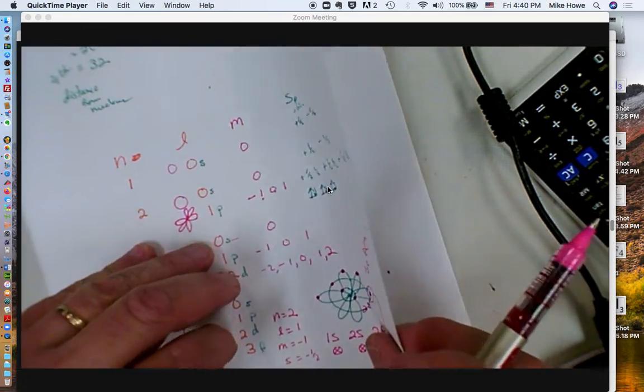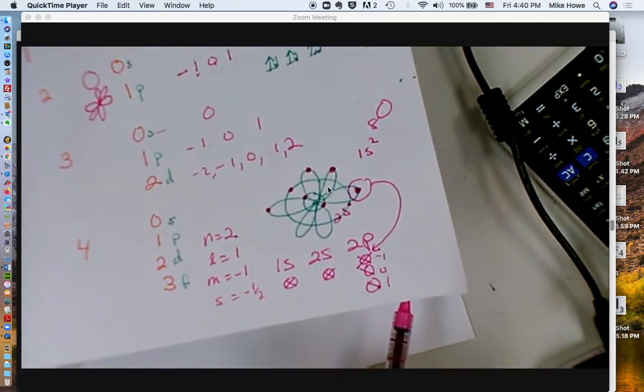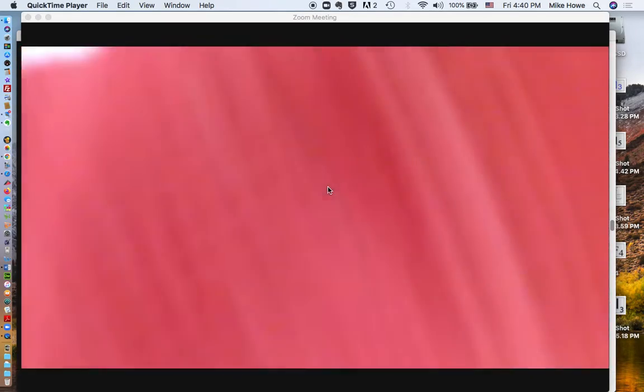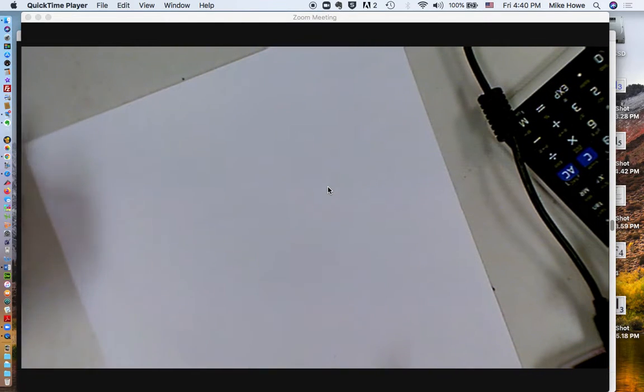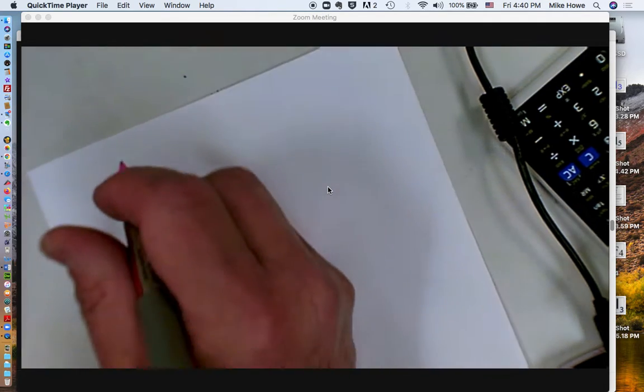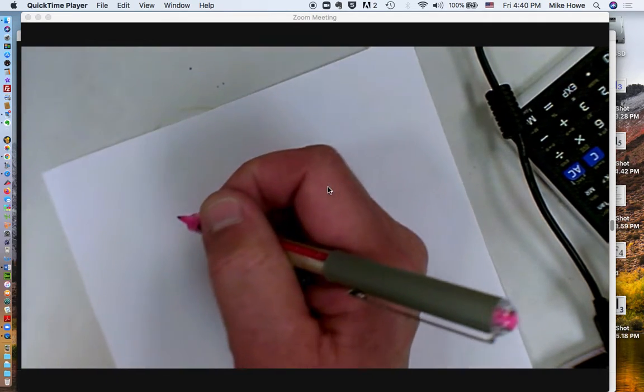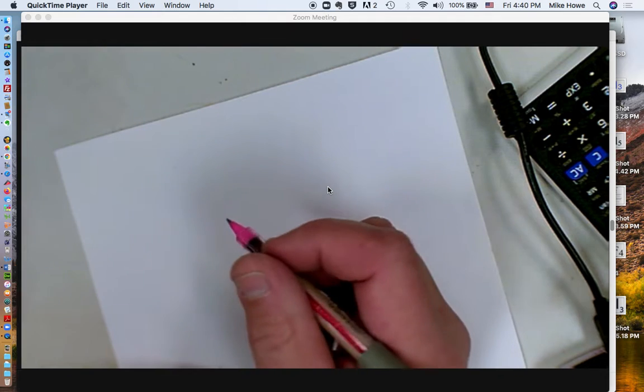So now we're going to talk about filling order real quick, and we'll be done with the little stuff that you need to be able to do your homework. So filling order is the sequence that the electrons fill in. I'm going to start with the elementary school version, and we'll move to the smart kid version in a minute.